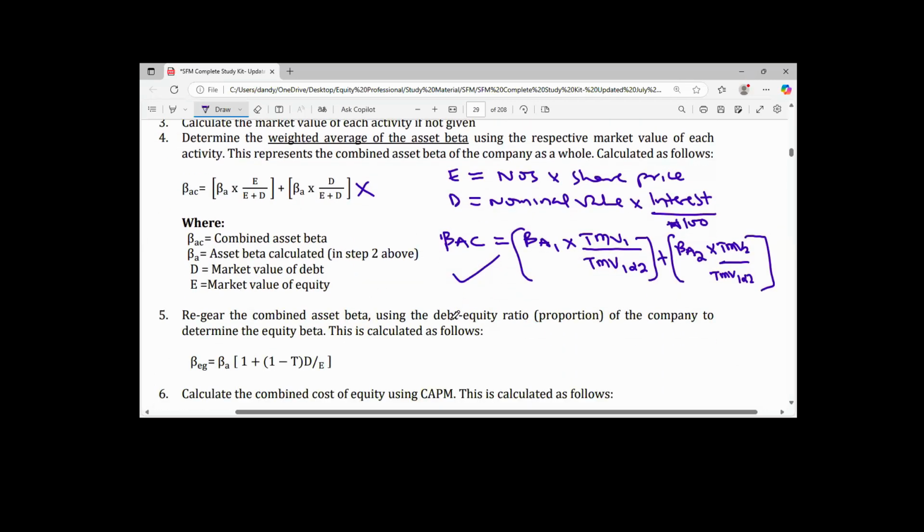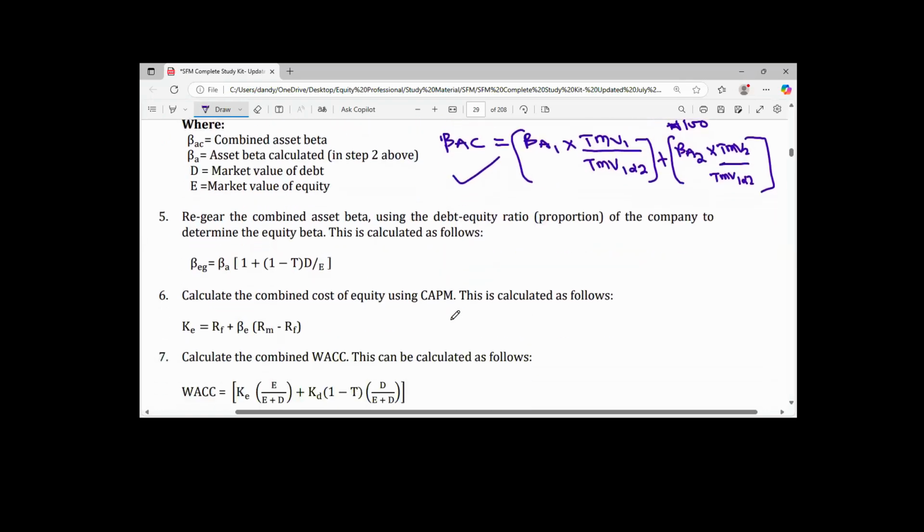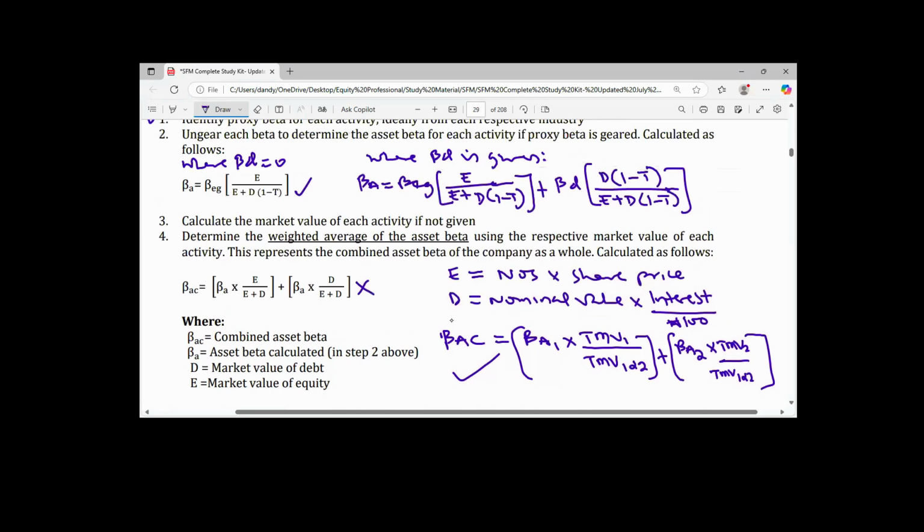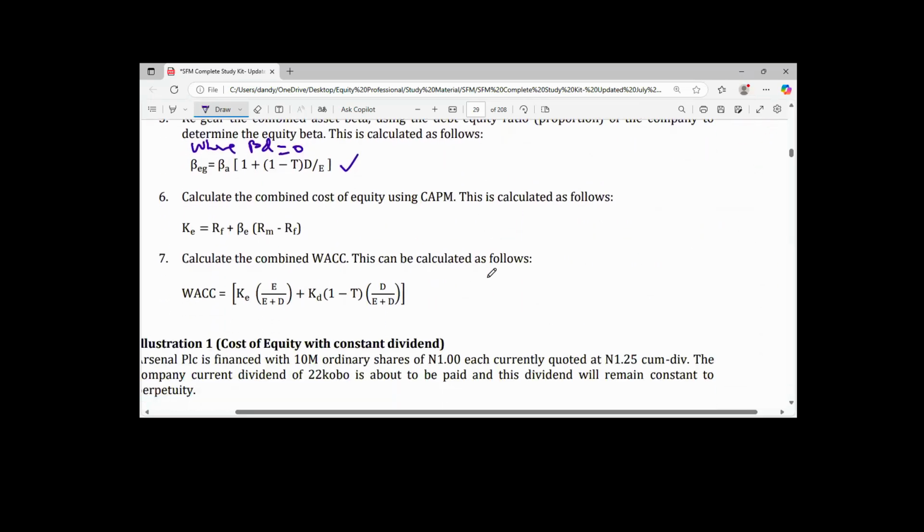That is the value of equity and value of debt of the main company, including the tax of the company. So that's what you need to do. When you want to regear, it's the same formula you regear. This formula will be used where debt beta is risk-free, that is equal to 0. But where debt beta is given, you need to use the big formula. This big one is what you are going to use. But for now, let's move on.